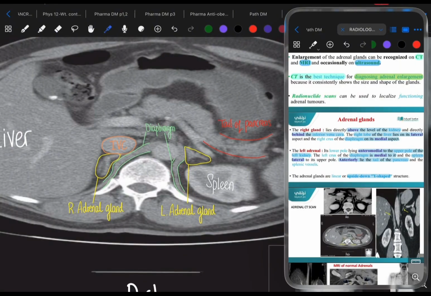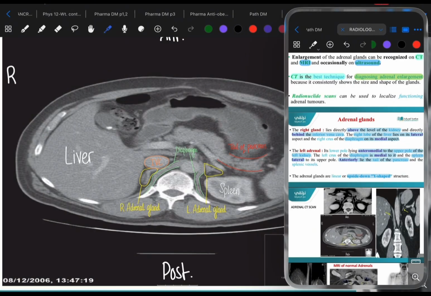Last thing, superior to it or anterior to it, we have the tail of the pancreas. So the tail of the pancreas is anterior to the left adrenal gland. Okay, so for this part I'm not quite sure if they're gonna ask about it, but just know it because it's like the anatomy of the structures.